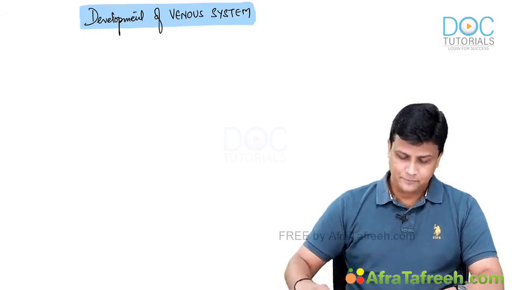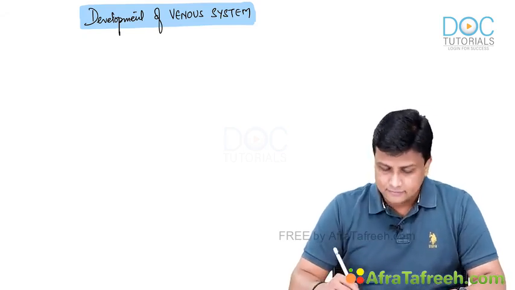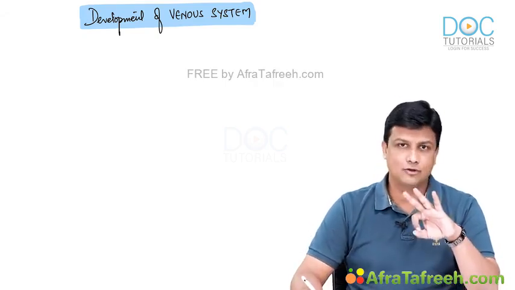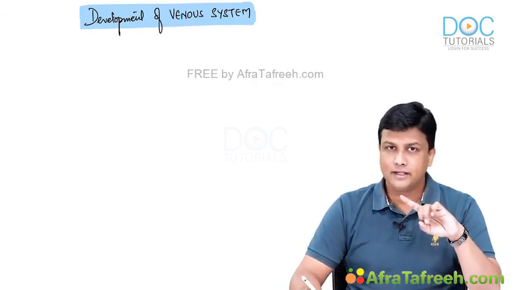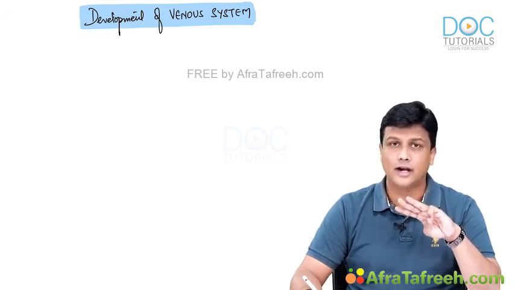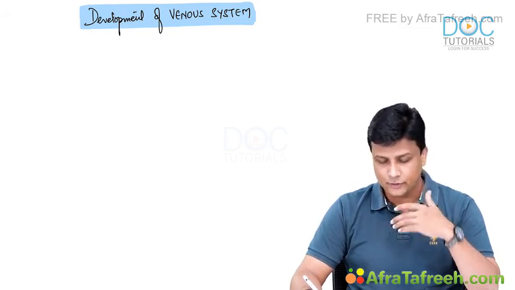Observe very carefully. Now, during development of venous system, first thing that I want you to remember is during development, there will be three sets of veins. Number one, there will be umbilical vein. Number two, there will be Vitelline vein. And number three, there will be cardinal veins. So during development, we'll be having three sets of veins. First, let us draw a diagram for that one.